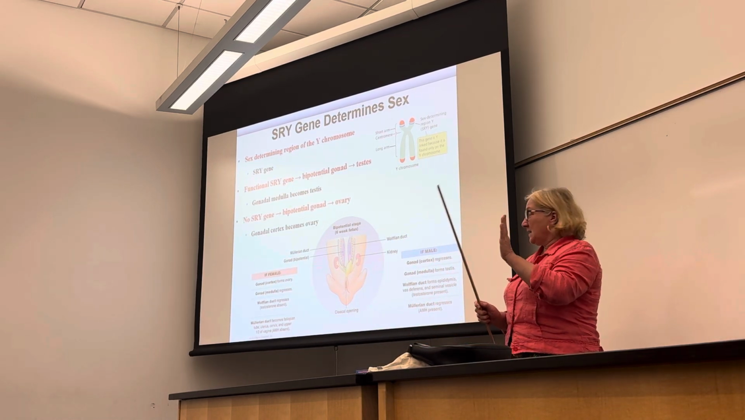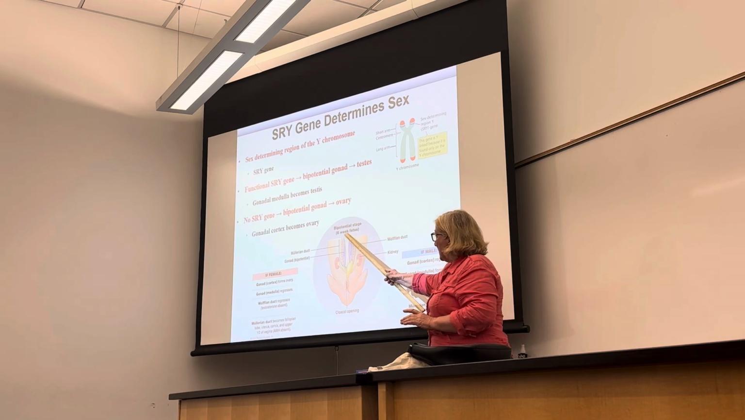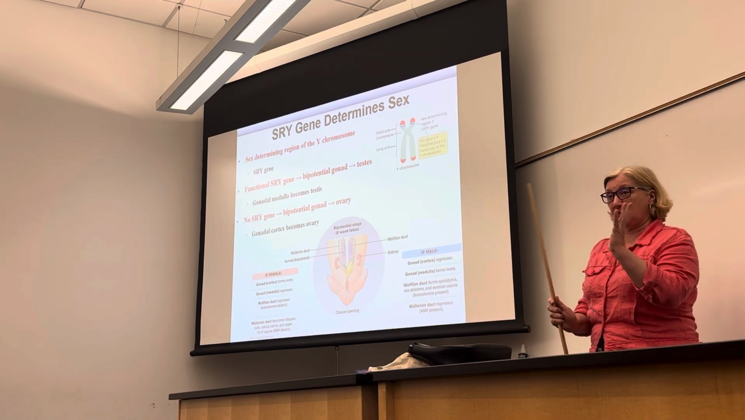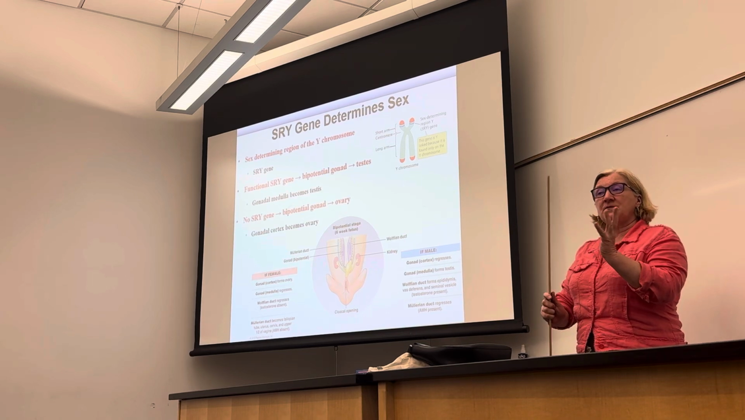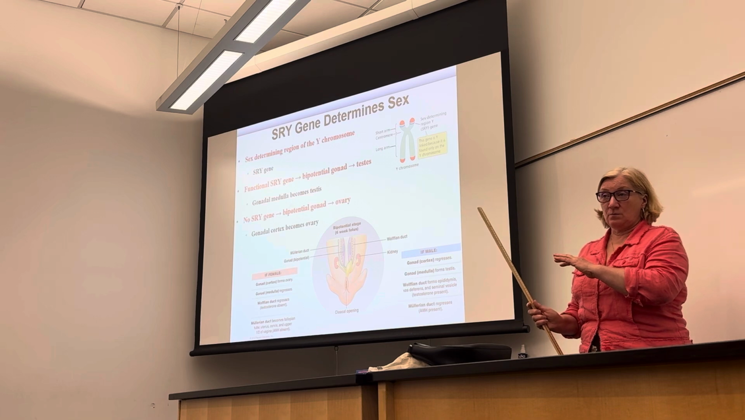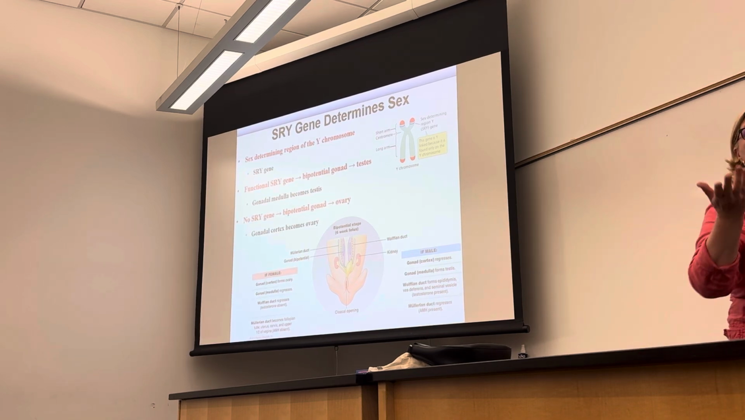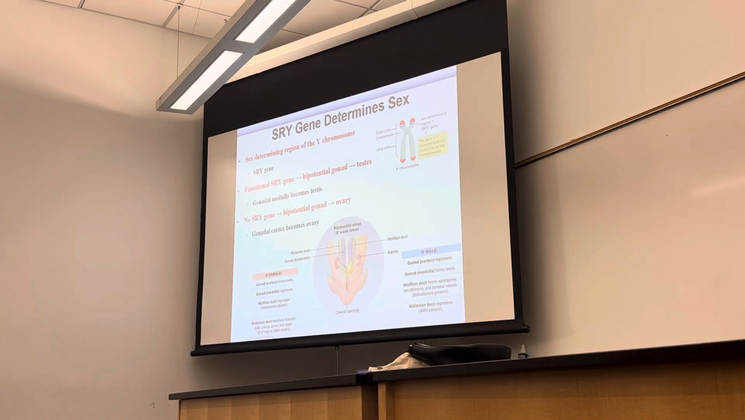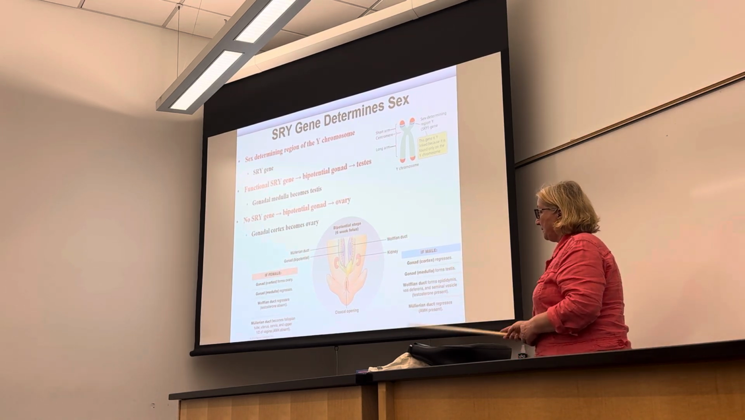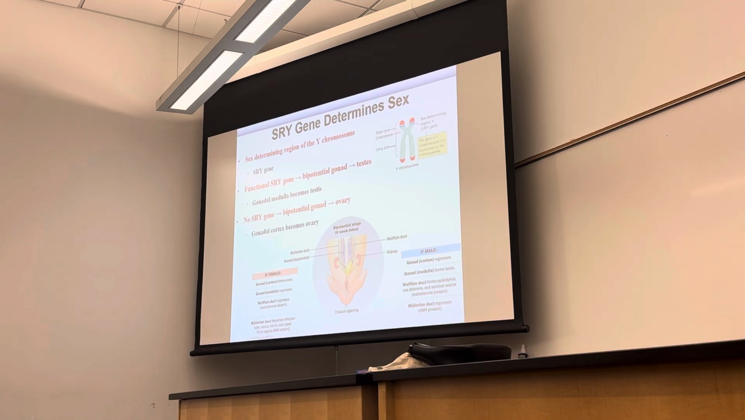So as you can see, 6 weeks is where that difference starts shifting the development of the external and internal genitalia in different directions, right? So the SRY gene is necessary for development of the Wolffian duct and the forming of the testis. Very, very important.